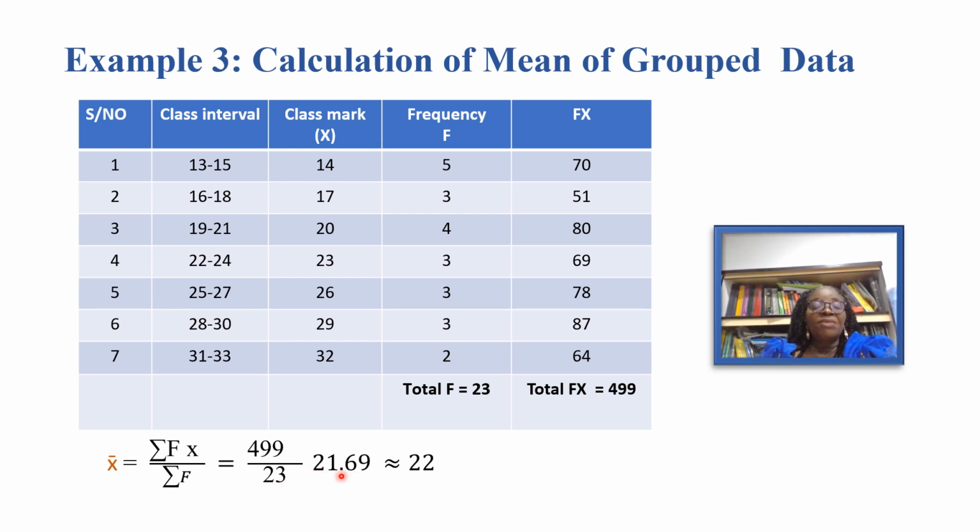21.69. Remember, the values you obtained were in whole numbers. There was no fraction in your class mark. So your result cannot also appear as 21.69. The appropriate way is to approximate the 6 to 1 and add it to the other one, and the correct answer will be 22.